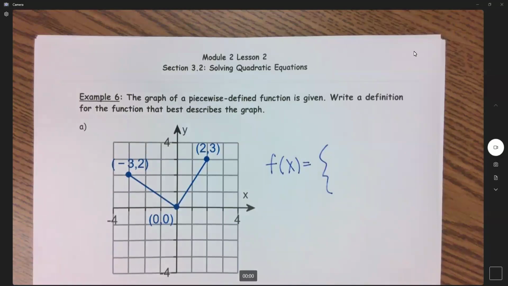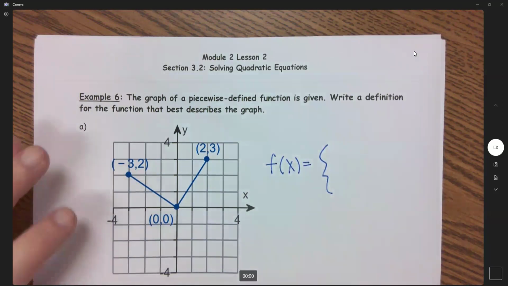The last part of this lesson is we need to be able to write piecewise defined functions when given the graph. So example 6 says the graph of a piecewise defined function is given. Write the definition for the function that best describes the graph.